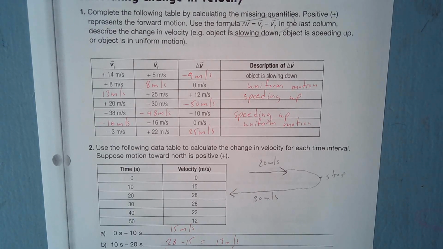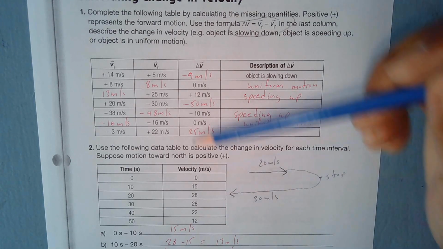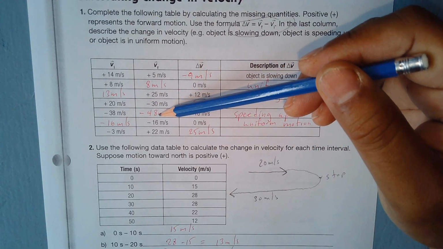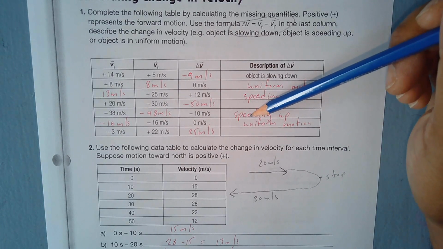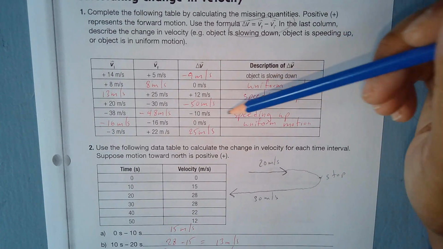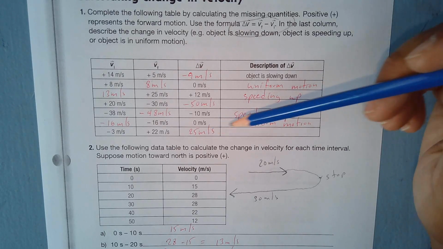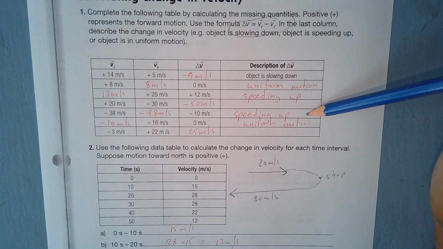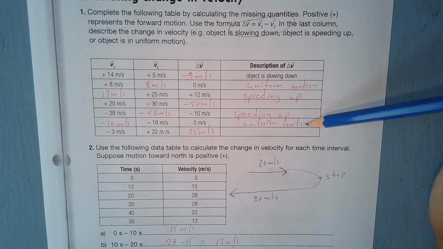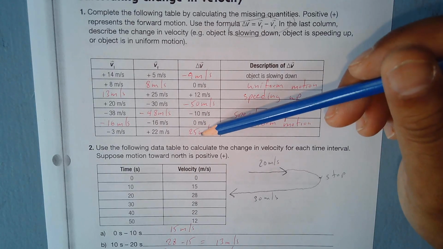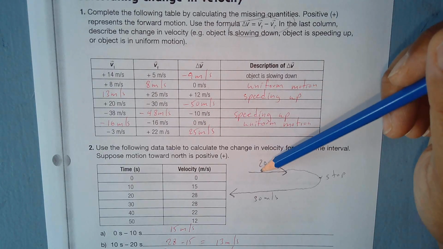Next one here. Notice you're starting with negative 38, and then you're going to negative 48. So this is speeding up. Again, this is a negative, but what the negative is indicating is the direction you're going. So you're speeding up in the negative direction. Like you're going west and you're going faster west. Here again, 0 means uniform motion.